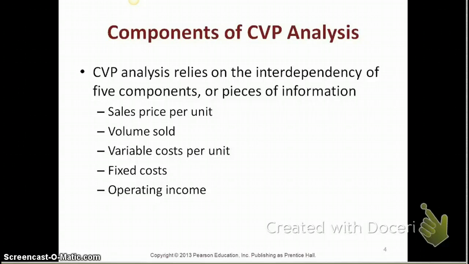CVP analysis relies on the interdependency of 5 components. The components of CVP analysis are sales price per unit, volume sold, variable cost per unit, fixed cost, and operating income. And what we're also going to use is our contribution margin income statement, which has all these pieces put in together.